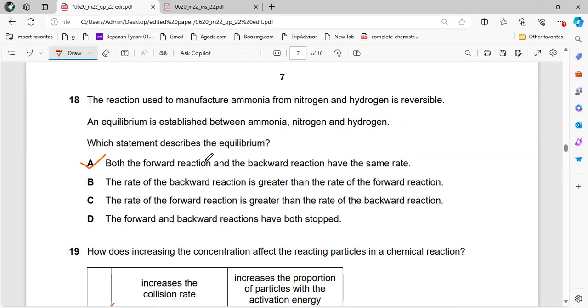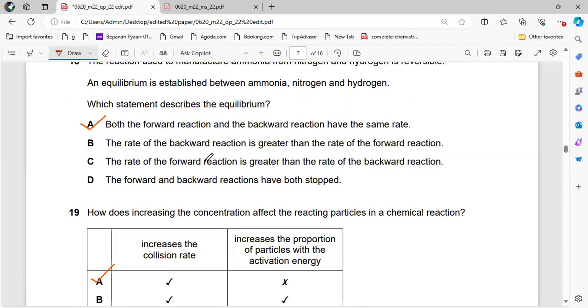The reaction used to manufacture ammonia from nitrogen and hydrogen is reversible. An equilibrium is established between ammonia, nitrogen, and hydrogen. Which statement describes the equilibrium? So, both the forward reaction and the backward reaction have the same rate. It is true. In an equilibrium reaction, the rate of forward and backward reaction is equal or the same.